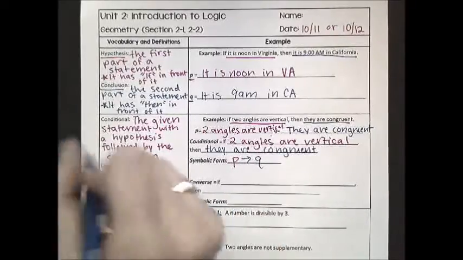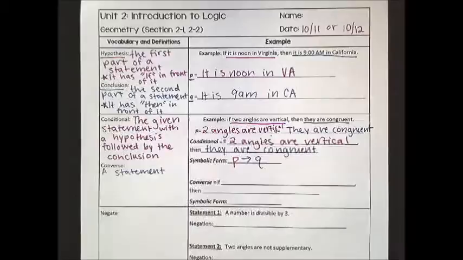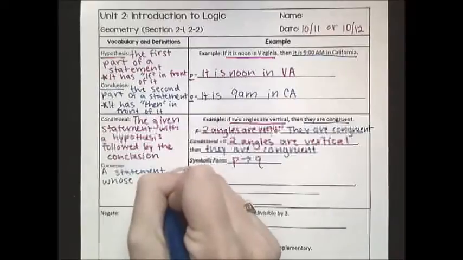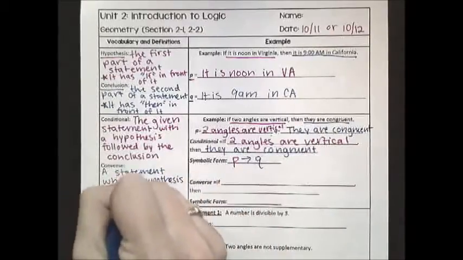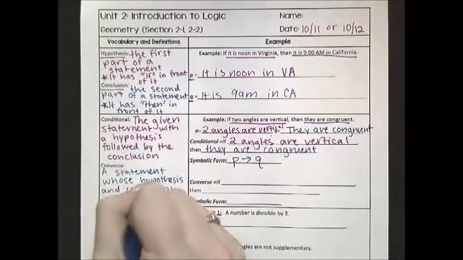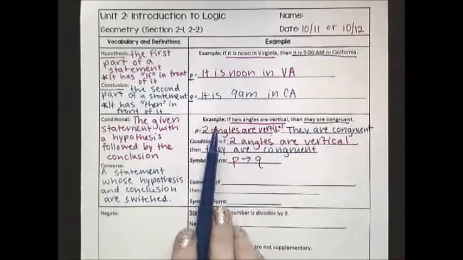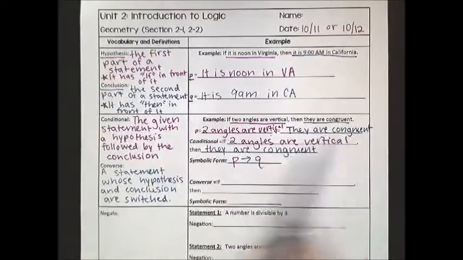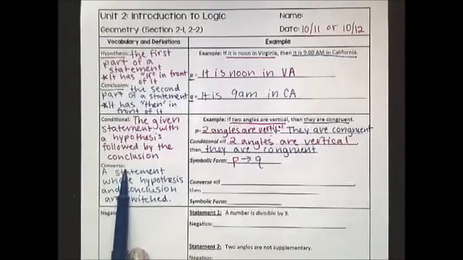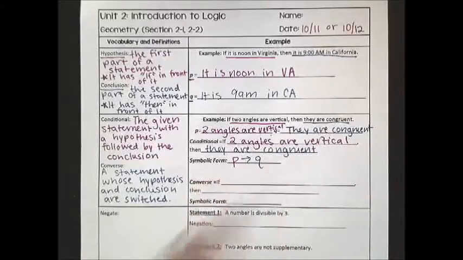Our next definition is the converse, which is a statement whose hypothesis and conclusion are switched. So using this same example, we have our hypothesis and conclusion. They are the same thing as what we got from these examples. But the converse statement is going to use this hypothesis and conclusion and just switch their order. So it just flips it.